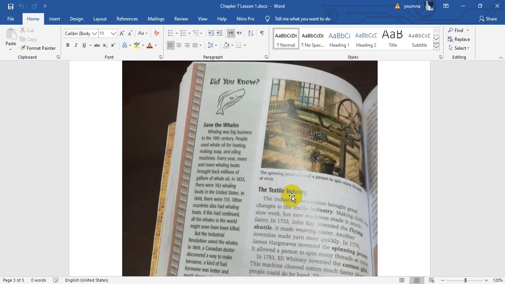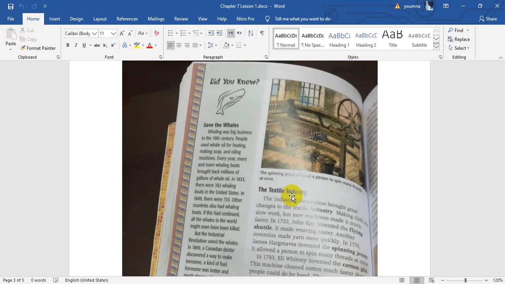The Industrial Revolution brought great changes to the textile industry. So it allowed them to have a great and better industry related to textiles. Making cloth was slow work. It was very slow. But new machines made it much faster. So you can do more work in the textile industry, related to fabric and cloth, but you can make it faster. So in 1733, John Kay invented the flying shuttle.